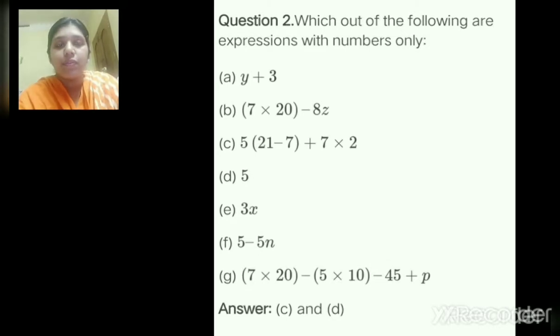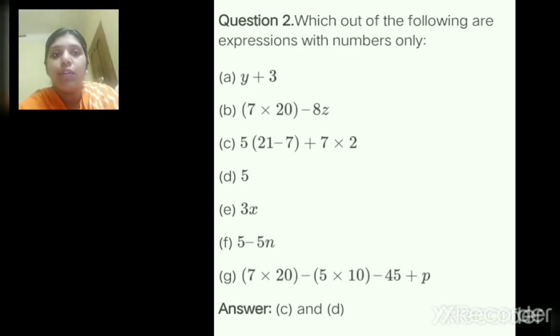Question number 2 is which out of the following are expressions with numbers only. I told you two cases in the previous module: an expression with a variable and an expression with numbers. In this question we have to write which of the following expressions are with numbers only. Look at the first one, y plus 3. Y is a variable, so it is not an expression with numbers.